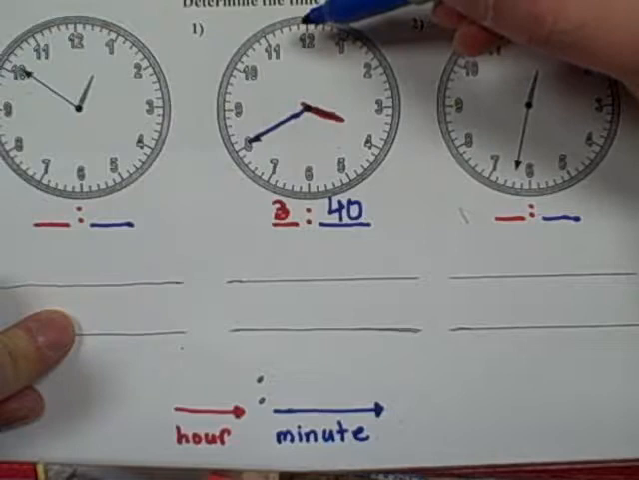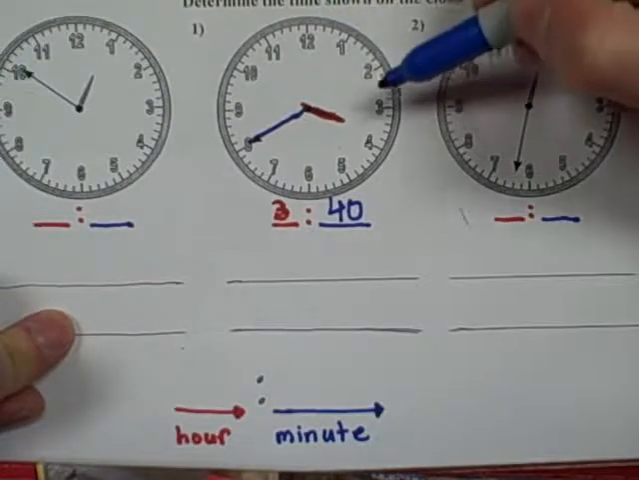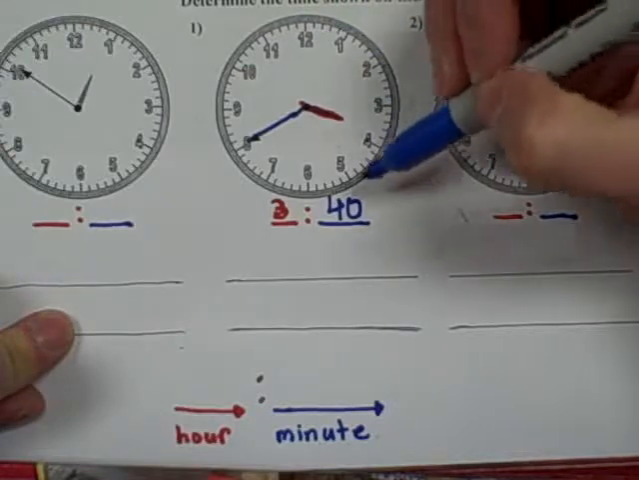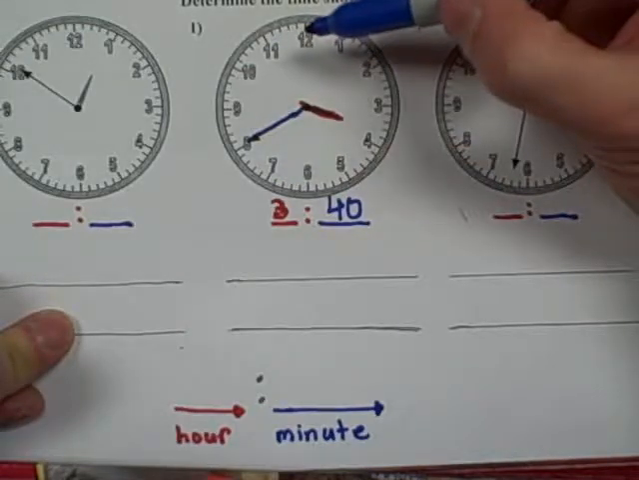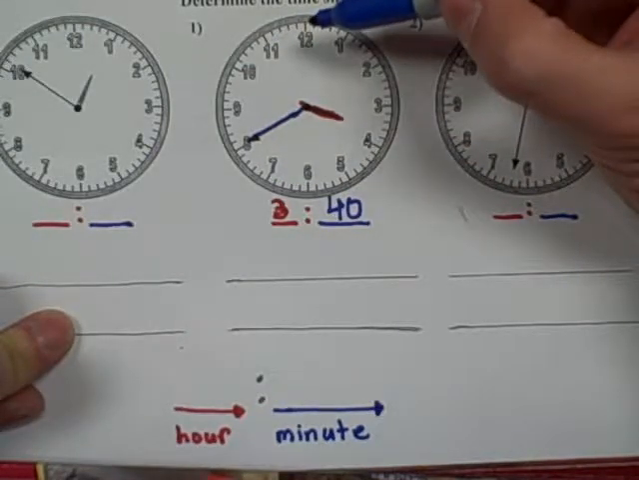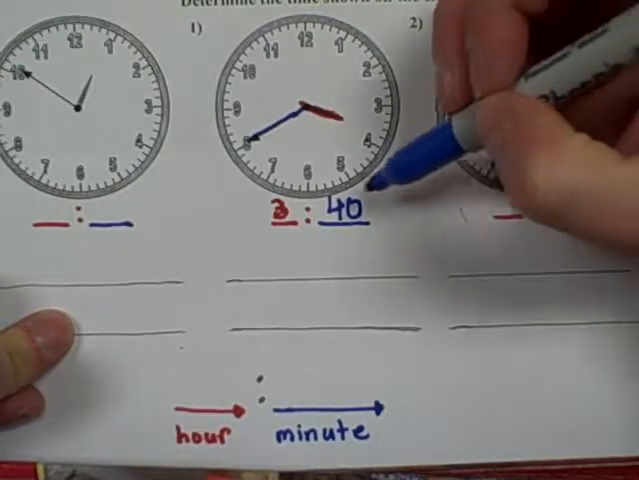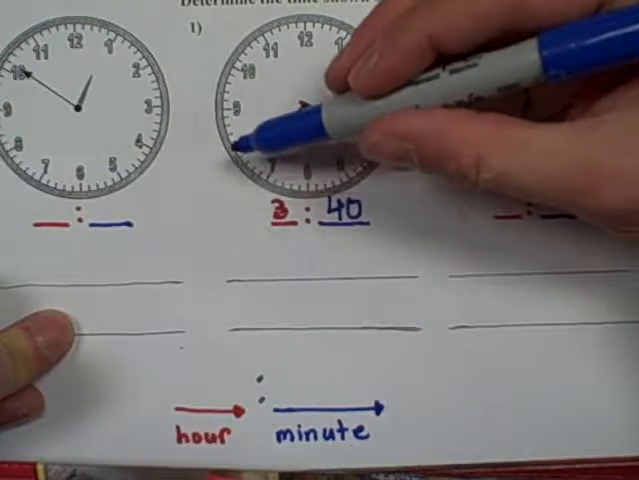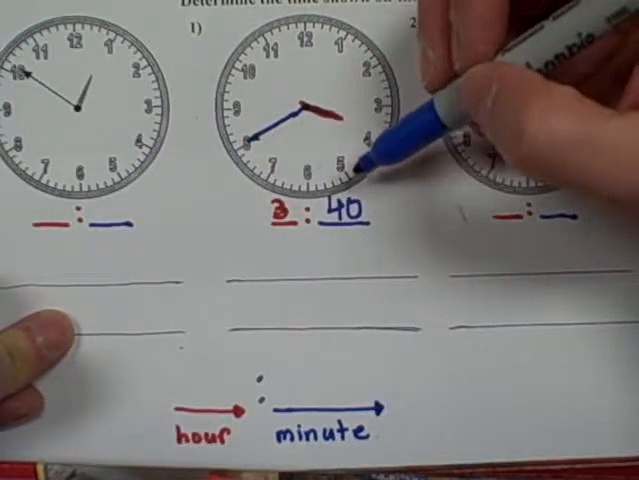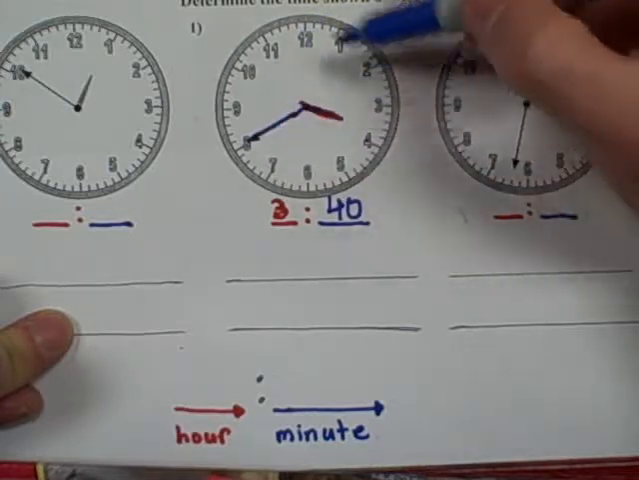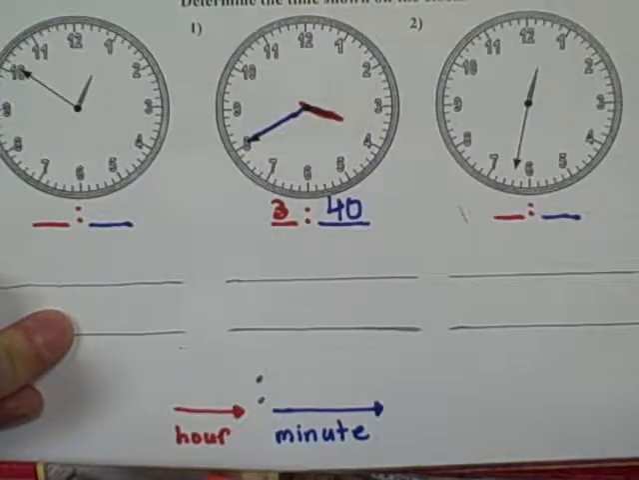Well, the minute hand starts at 0 and it goes all the way around the circle, just like the hour hand, except it counts by ones, up to 60 minutes. So if you just count 5, 10, 15, 20, 25, 30, 35, 40, you can get 40. Or you could just do 8 times 5, 8 groups of 5, and you get 40.